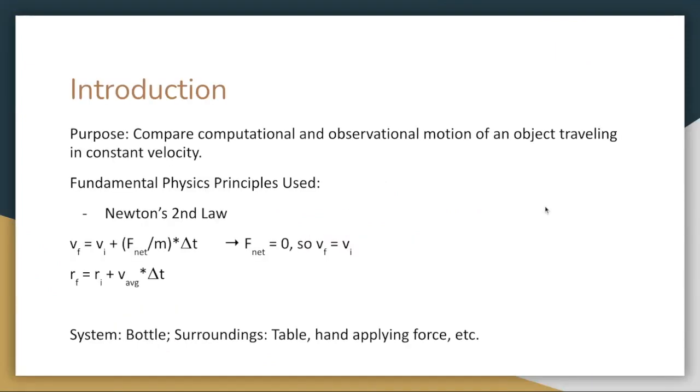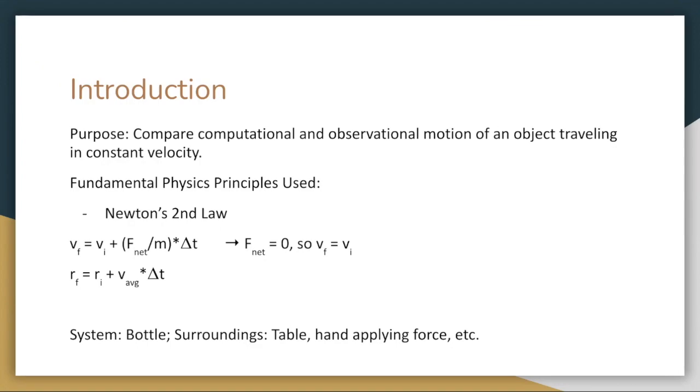So starting off with the introduction, the purpose of this lab is that we are trying to compare computational and observational motion of an object traveling in constant velocity. The fundamental physics principle we are using is Newton's second law, because we are assuming that our F net is going to be zero.